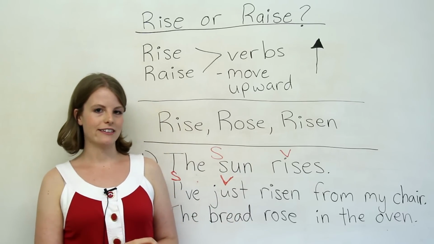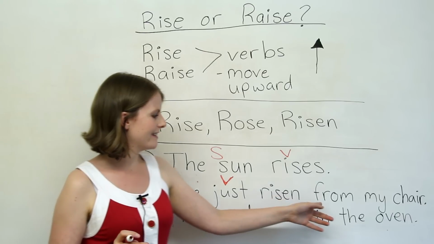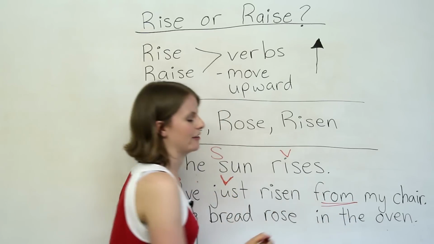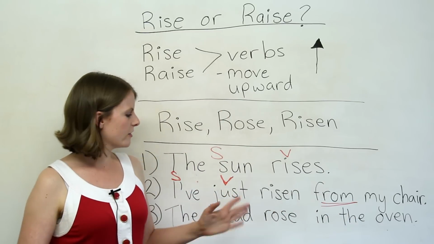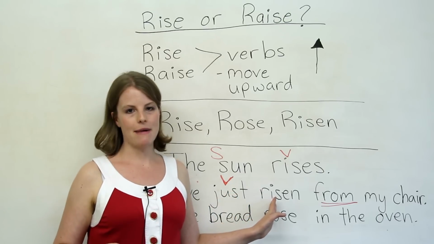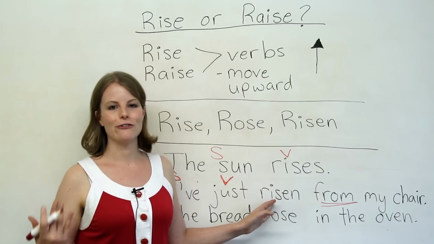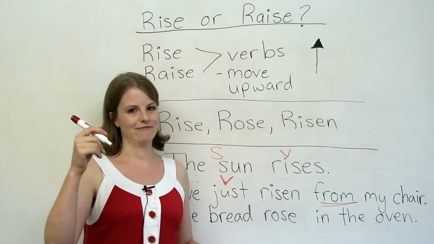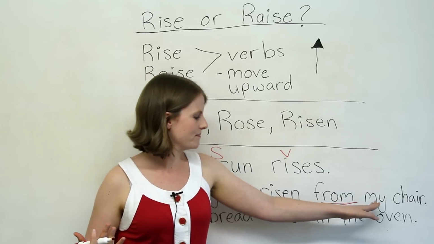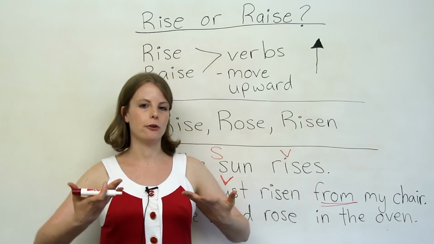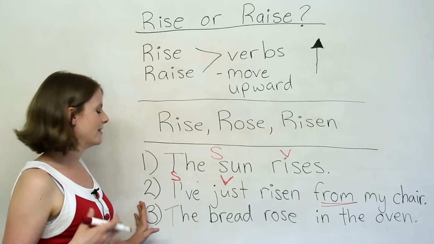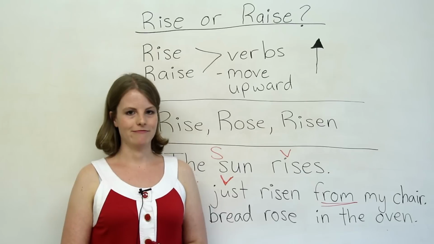Now do we have an object? Now I know some of you might see "from my chair" and think that's the object. But no, "from" is a preposition. It's not a thing. So in this sentence, we don't actually have an object. I can't say, "I've just risen my hand." No. "I've just risen my pen." No. There's no object. There's no something here. It's just a preposition, from my chair. So the only thing that's rising is your whole body. So there's no object.